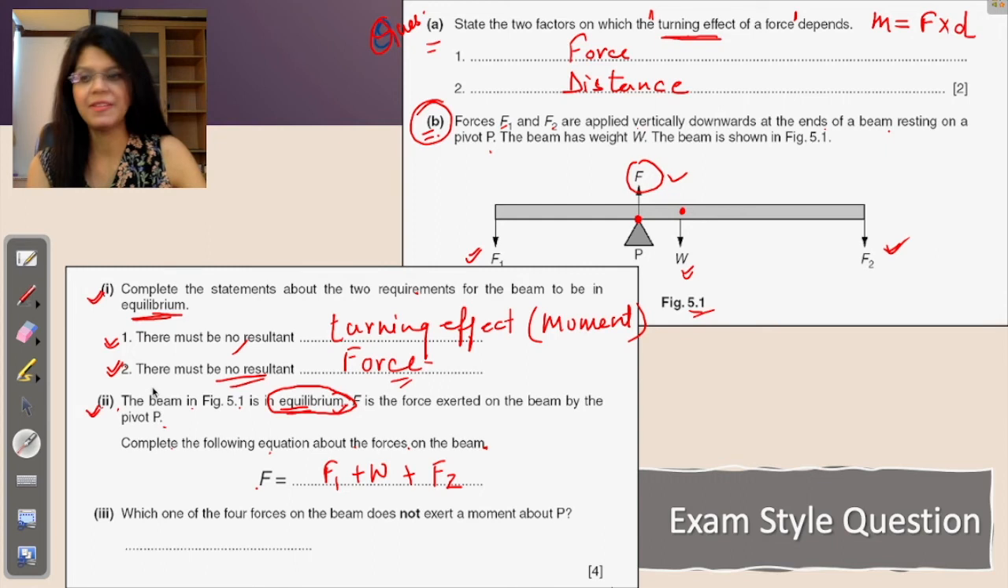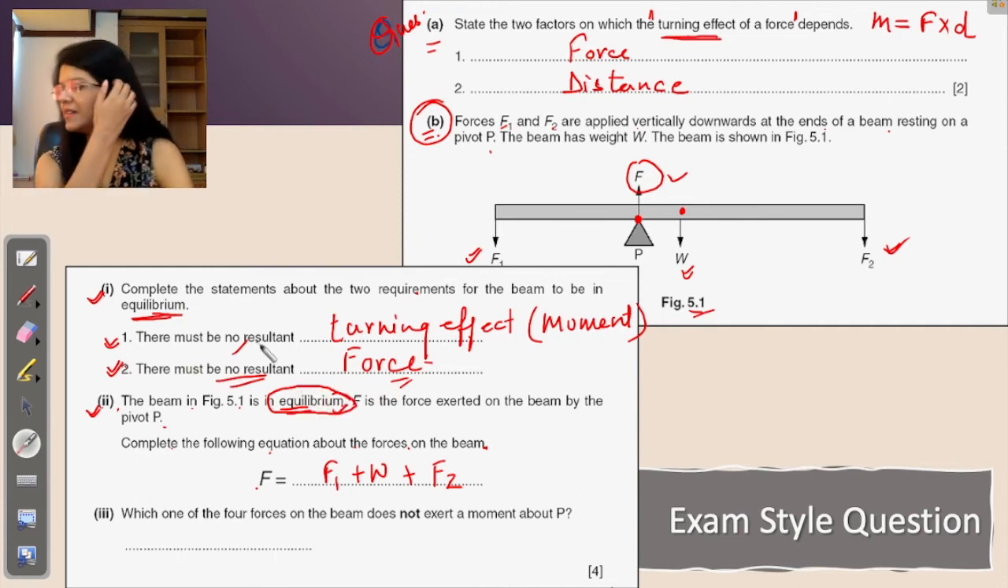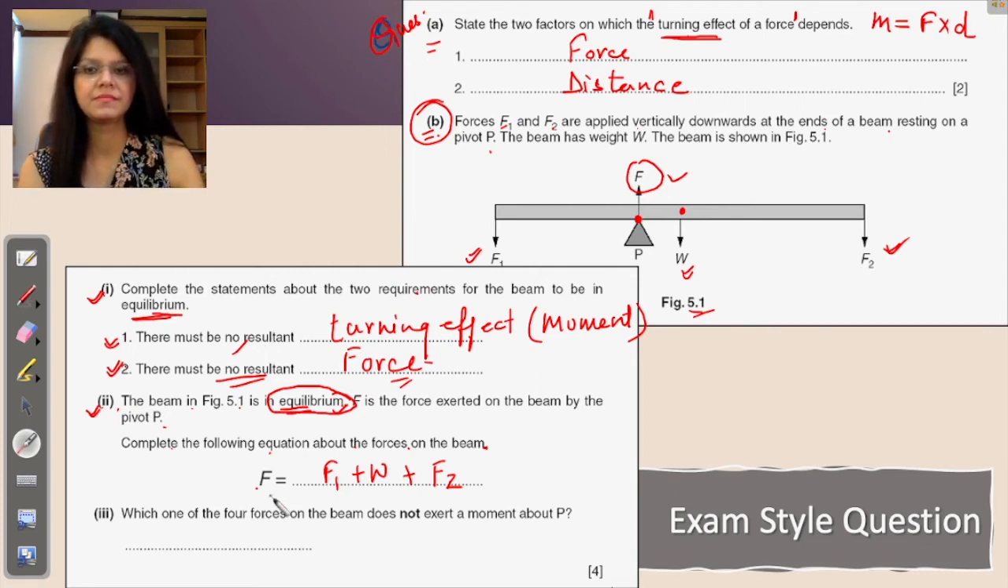How do you find it? So how do you find F? F should be equal and opposite to the other forces.